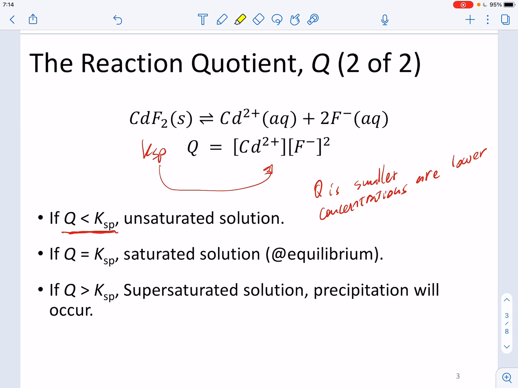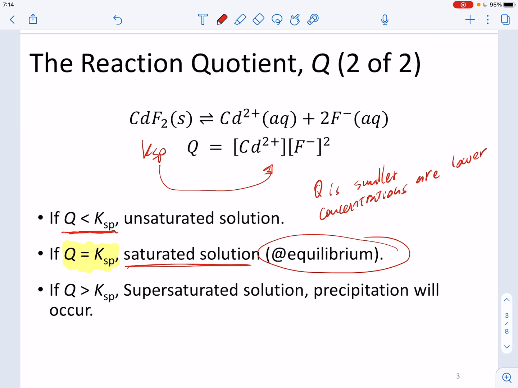Now, the most obvious one should be when Q is equal to KSP. You are at equilibrium conditions. Therefore, if you are at equilibrium conditions, then you are saturating that solution because you have already reached the molar solubility for that particular substance. So here, for solubility equilibria, if you are already at equilibrium, then it means you have a saturated solution.